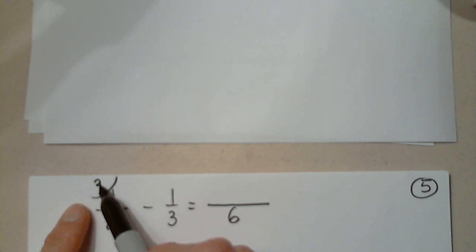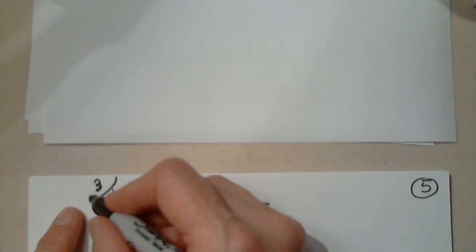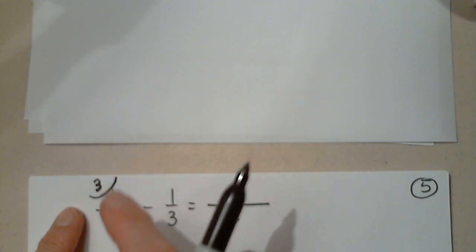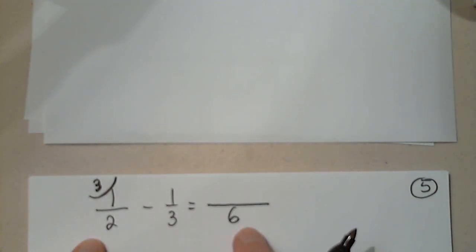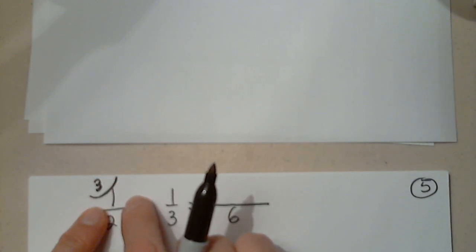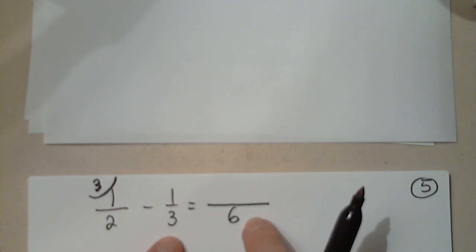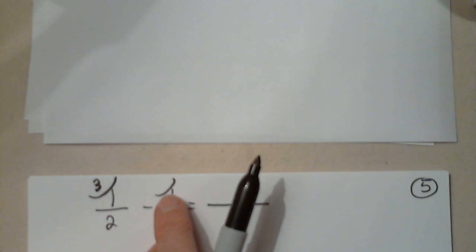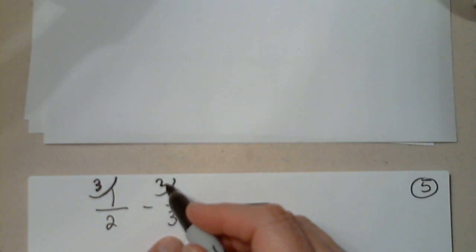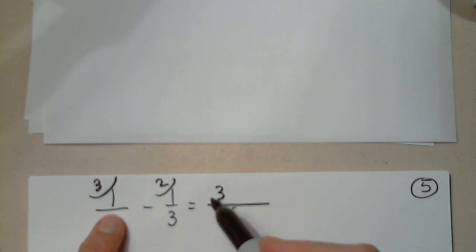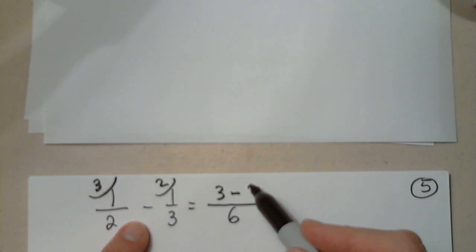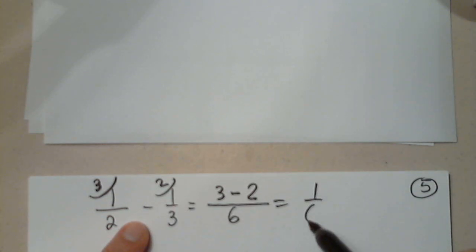Yes. This is not a fraction line. This is telling me, don't forget, you multiply the denominator by 3. You have to do the same thing to the top. 3 times what is 6? 2. Yes. So then 3 times 1 minus 2 times 1. So this is 1/6.